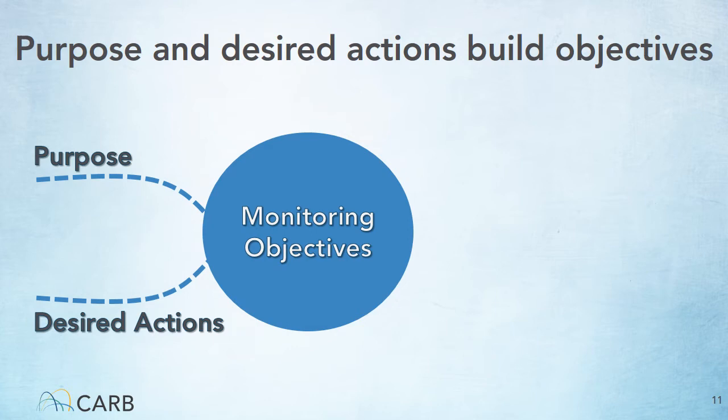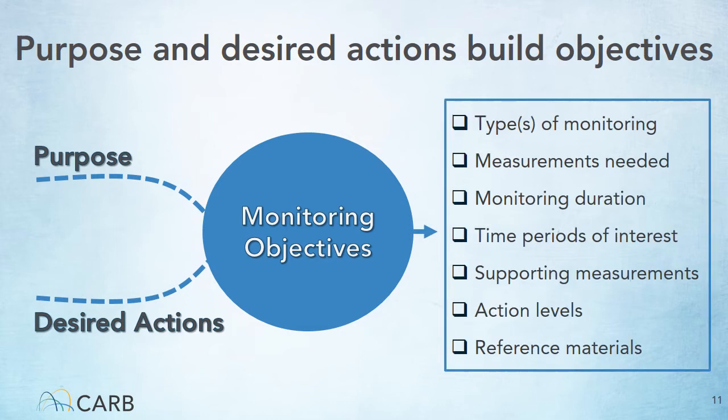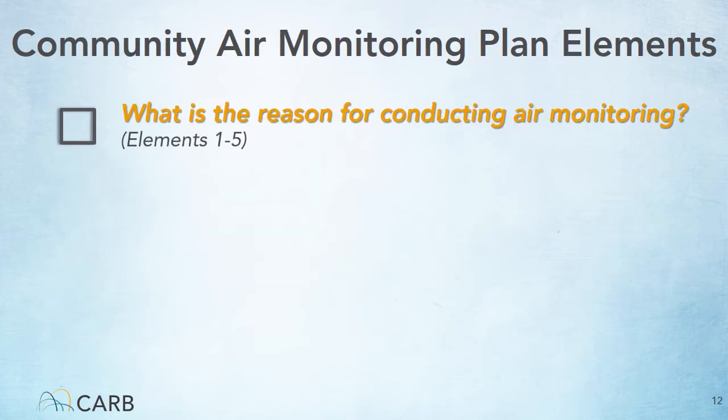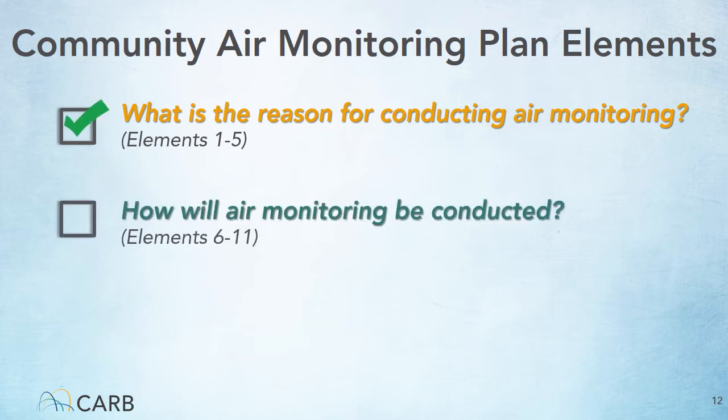The plan's monitoring objectives would then detail the monitoring approach to measure pollution from sources in the community, including the types of data necessary, measurements to be made, time period for monitoring, and any supporting information or measurements. When the monitoring objective has been fully defined, the Community Steering Committee can begin to determine how air monitoring will be conducted. Elements 6 through 11 contain many of the technical details of the monitoring plan.